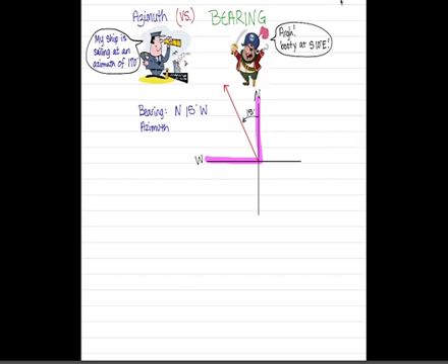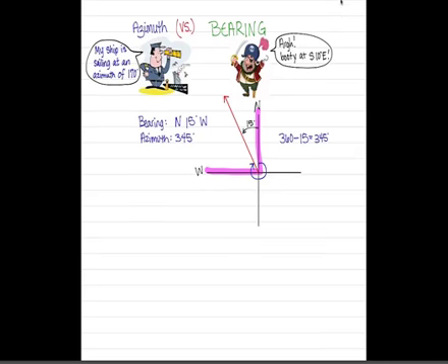So in order to find the azimuth, we need to figure out the angle from this north line all the way around, because azimuths start on the north line and they go clockwise. You'll figure that out by doing 360 minus 15, which gives you 345 degrees. So the azimuth will be 345 degrees. Okay. Another example.